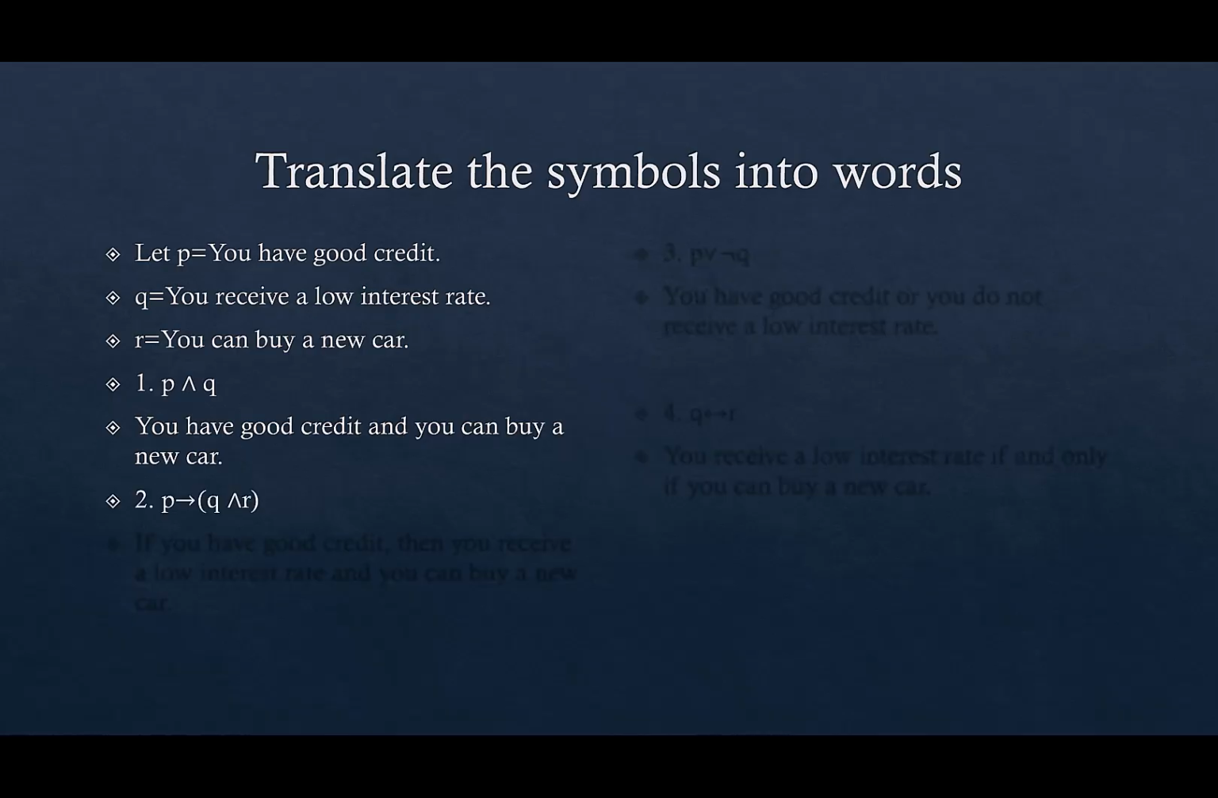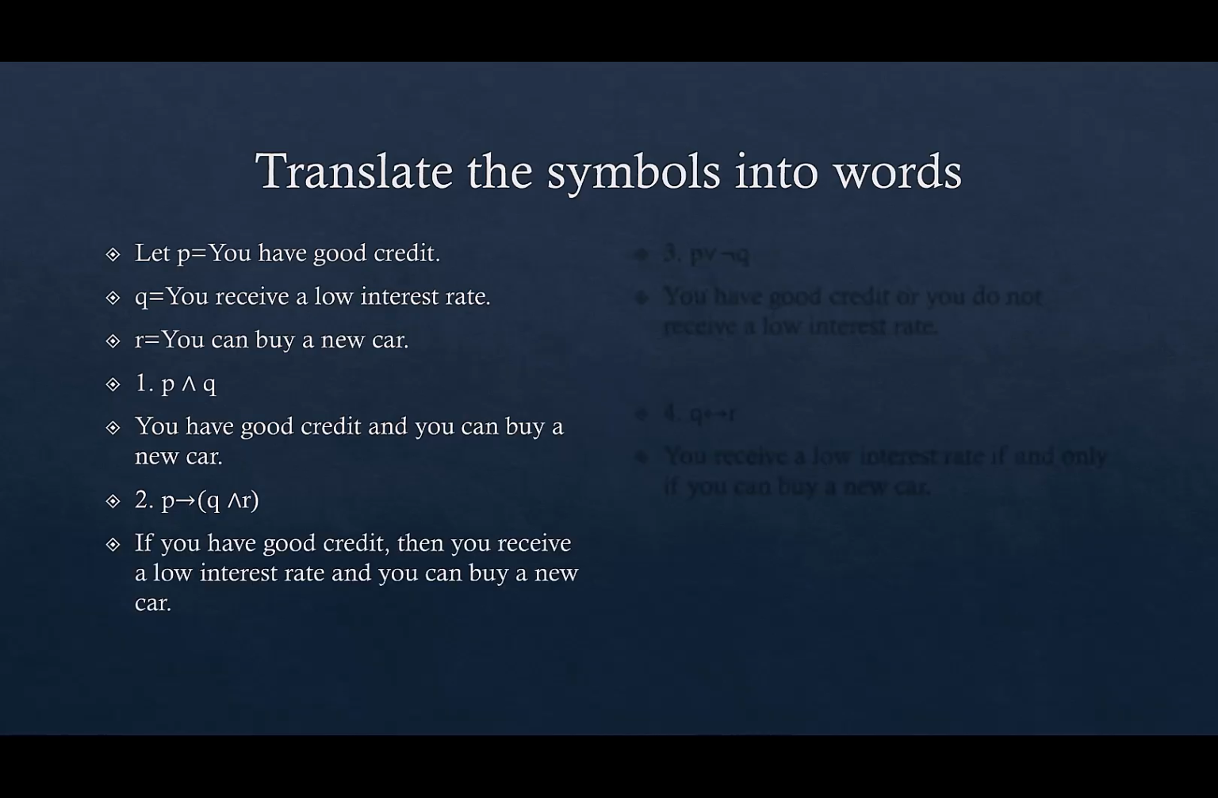Our next statement is P with an arrow over to Q and R. So we're starting with P, which is good credit. Because there's an arrow, we know we're going to say if you have good credit. After that, we're going to combine Q and R. Remember, we call this a conjunction because it's and, so we're going to say both of the statements with and between it. That means we have, if you have good credit, then you receive a low interest rate and you can buy a new car.